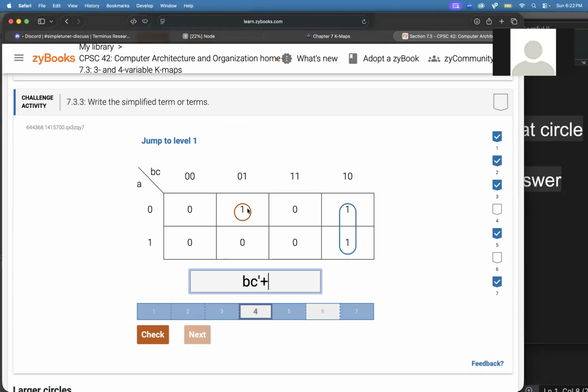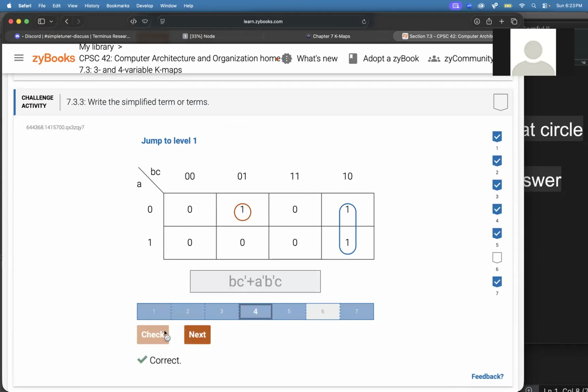And then in this circle, again, when you have one thing circled by itself, you're just writing out what that term is. So A is 0, which is not A. B is 0, which is not B. And C is 1, which is C. All right. One more. 6.